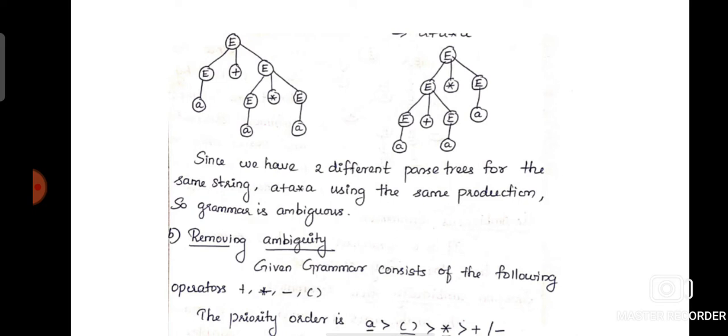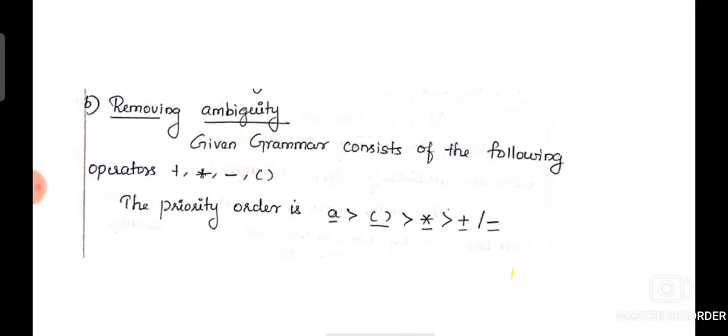For that, first of all, we have to take the operator precedence. We have to analyze the operator precedence. In the given grammar, we have the operators plus, star, minus, and bracket. All the special characters, the bracket will be considered as one of the operators, which is used to enclose some operation. So according to the operator precedence, the operators have to be arranged in priority order.